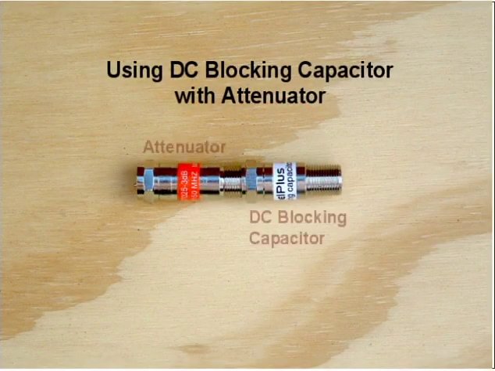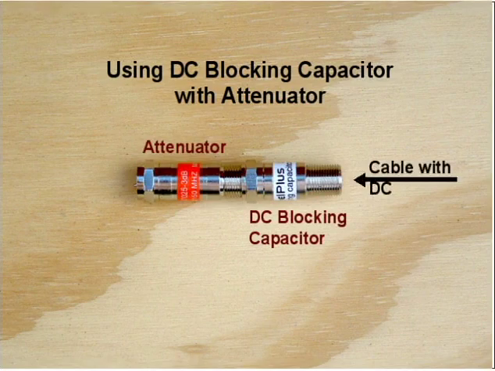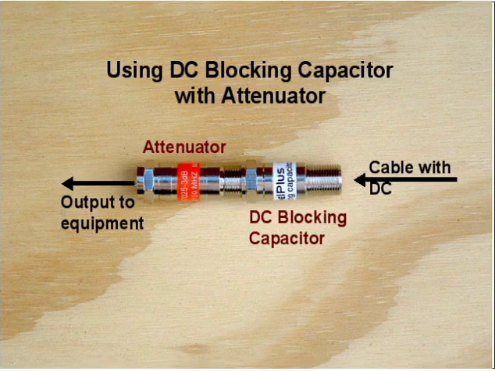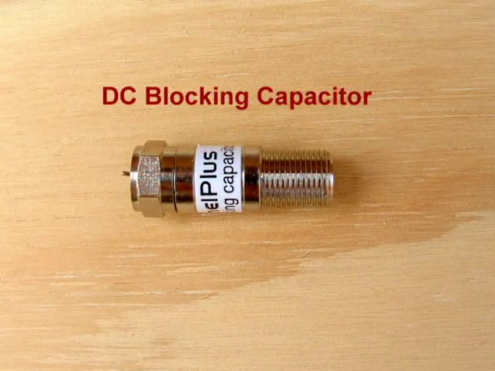Instead, you can insert a DC blocking capacitor between the DC source and the device. These will pass RF but block DC. These are also packaged in a barrel shape with F connectors on both ends.